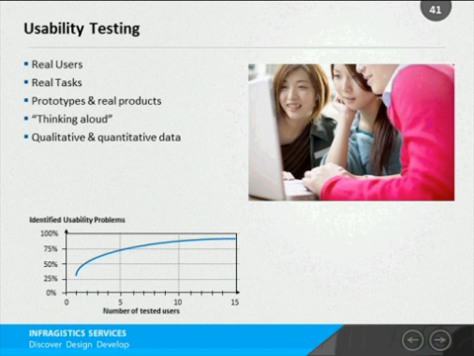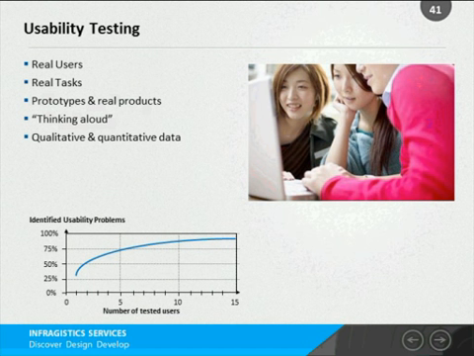So usability testing is about engaging with real users. It's about having those real users engage with real tasks from the real target environment and not something made up. It's about checking prototypes and or real products. It's employing a technique that's called thinking aloud. It basically means you ask those test participants, when they engage with the system that you want to test, to at any time verbalize their thoughts.